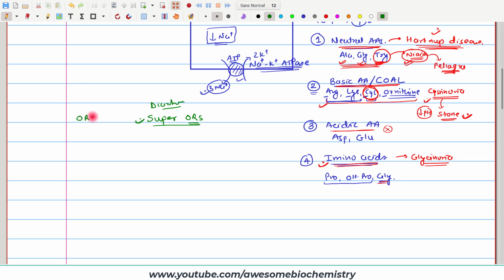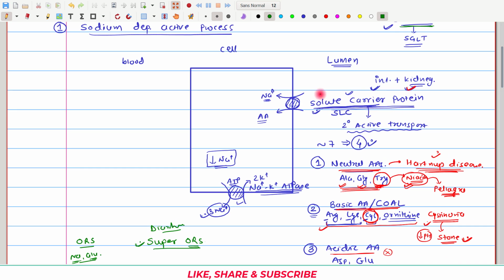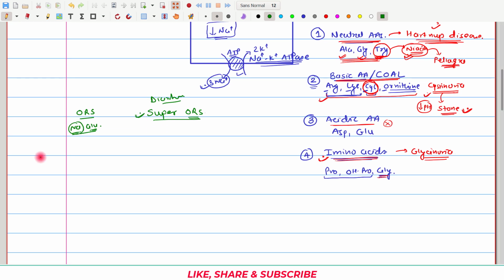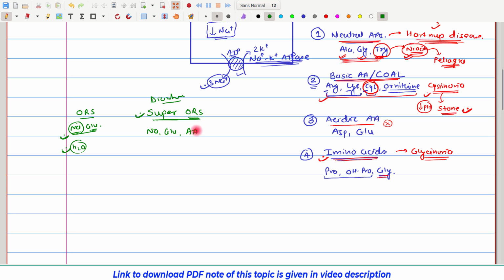Now, the classical oral rehydration solutions contain sodium and glucose among other things. Why do they contain sodium and glucose? Because sodium and glucose, just like these amino acids, are absorbed together. So, what will happen? Sodium will be reabsorbed, so the electrolyte imbalance will be corrected, and along with the sodium, water is also reabsorbed. So, this water loss is also corrected. In case of super ORS, along with the sodium and glucose, amino acids are also added. So, super ORS is nothing but ORS which is fortified with amino acids.